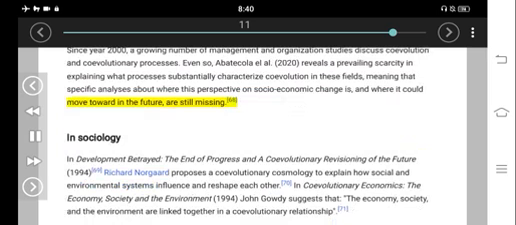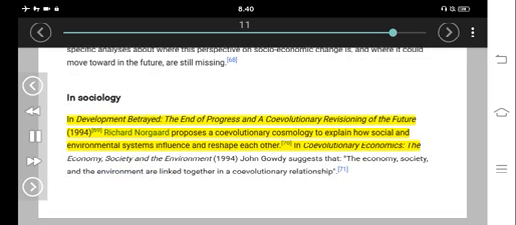In sociology. In Development Betrayed: The End of Progress and a Coevolutionary Revisioning of the Future, 1994, Richard Norgaard proposes a coevolutionary cosmology to explain how social and environmental systems influence and reshape each other. In Coevolutionary Economics: The Economy, Society and the Environment, 1994, John Gowdy suggests that the economy, society, and the environment are linked together in a coevolutionary relationship.